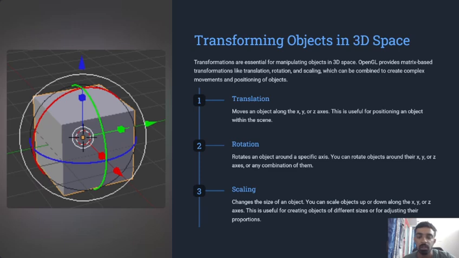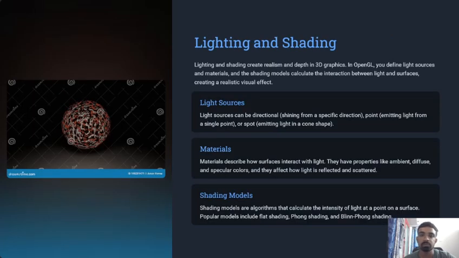Rotation rotates an object around a specific axis. You can rotate objects around the X, Y, or Z axis, or any combination of them. Scaling changes the size of an object. You can scale objects up and down along the X, Y, or Z axis. This is useful for creating objects of different sizes and adjusting their proportions.